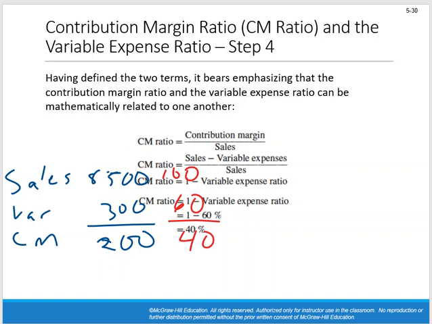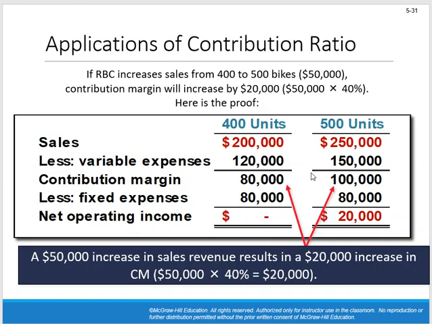So then we can use that ratio to solve problems. For example, if RBC increases sales from 400 bikes to 500 bikes, that's an extra $50,000, right? Contribution margin is going to increase by 40% of 50,000, which is 20,000. And so they prove that in the form of an income statement. We're taking 50,000 times our CM ratio of 40%, and our net operating income goes up by 20,000.